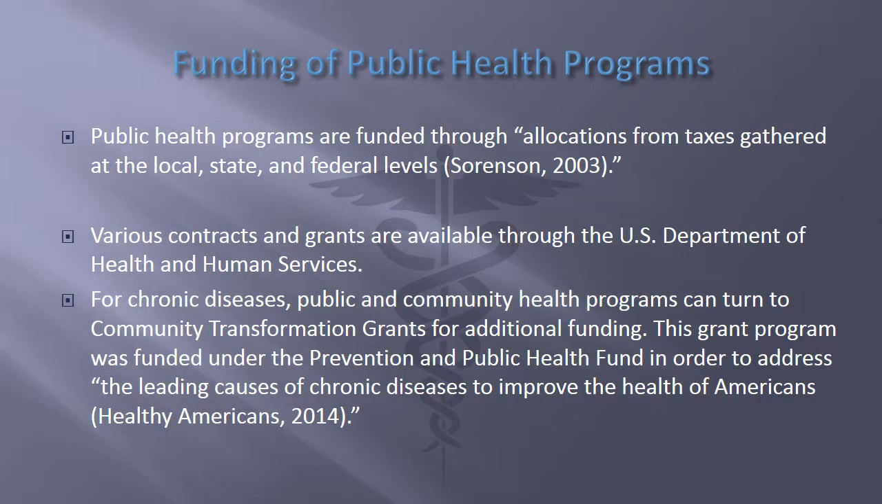Public health programs are funded through allocations from taxes gathered at the local, state, and federal levels. When these funds are not enough to fund the programs, various contracts and grants are available through the United States Department of Health and Human Services. Contracts can be entered into by small businesses who provide services necessary to meet different program goals and objectives, as outlined by the Department of Health and Human Services. Grants are typically provided directly to state, territory, tribes, and educational and community organizations for further distribution.